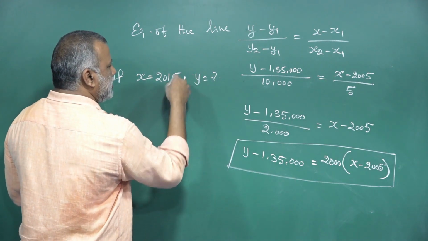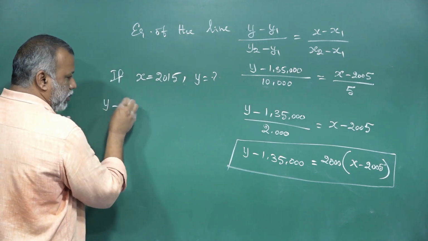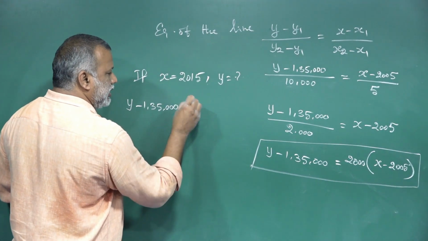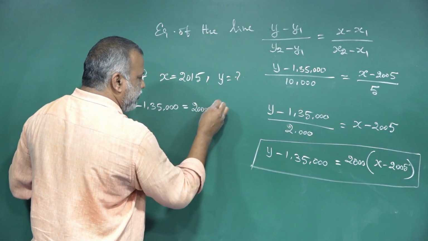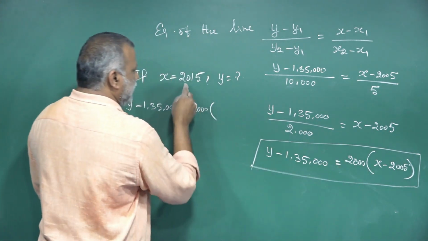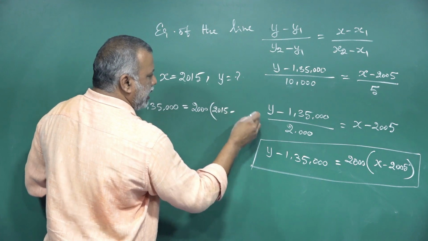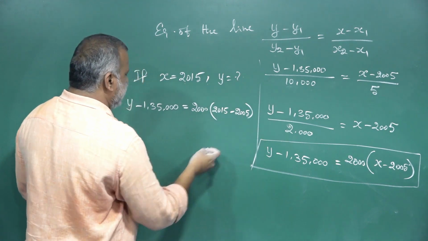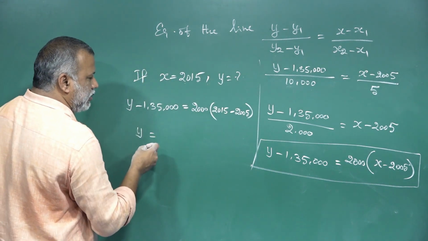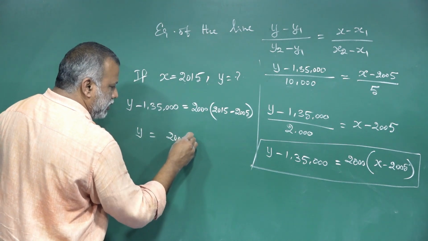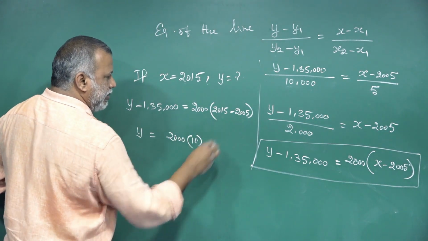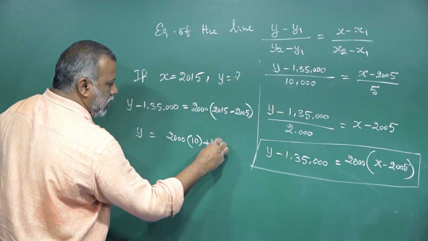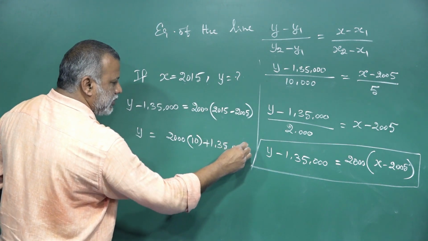So we are going to substitute this data here. y minus 1,35,000, so this y only unknown, is equal to 2000 of, instead of this x I can substitute 2015 minus 2005. Just to simplify, 15 minus 5 we can get 10 here. So we are able to find the value of y. See here, 2000 of 10. This 1,35,000 with the negative goes to the other side, so you can get 1,35,000 as positive value.